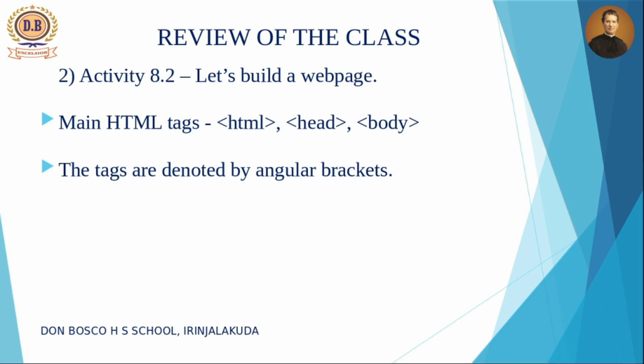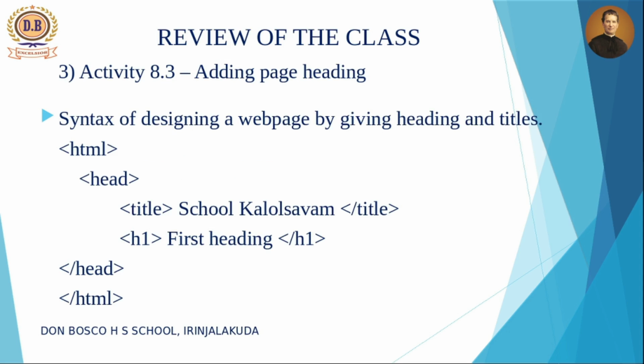The second activity was let's build a web page. The main important HTML tags used are, first, the main tag, HTML itself. Inside that main tag we have to specify 2 other tags: the head tag, in order to specify the heading, and also the body tag, in order to specify the contents. These tags are denoted by using angular brackets. The last activity we discussed in today's session was activity 8.3, adding a page heading. The syntax of designing a web page by giving headings and title is given below.